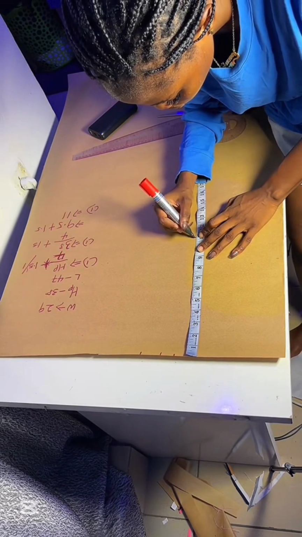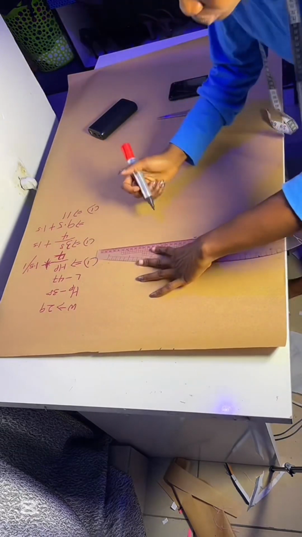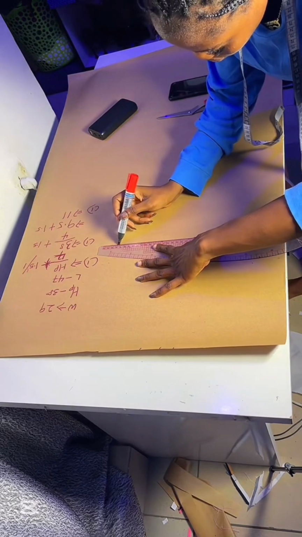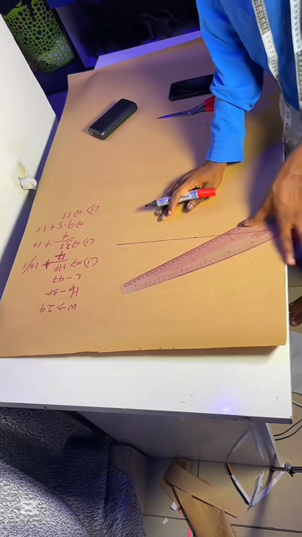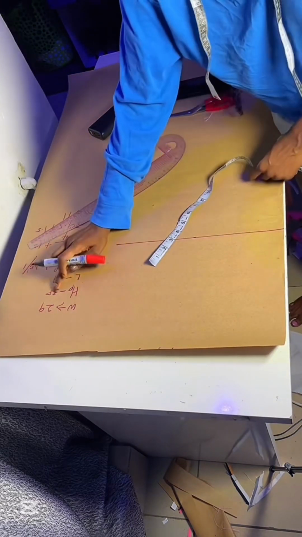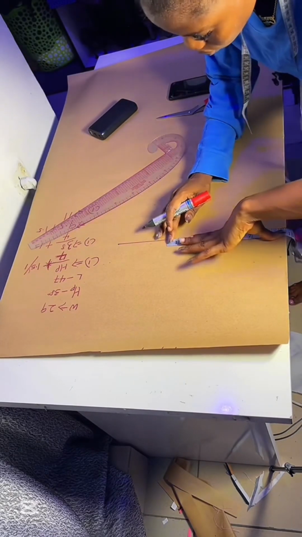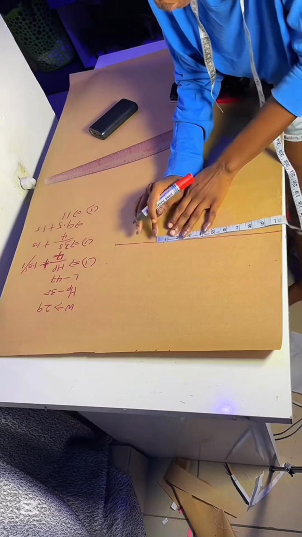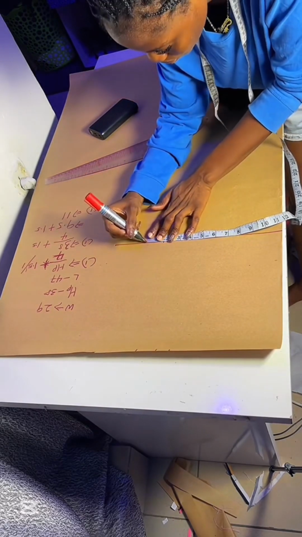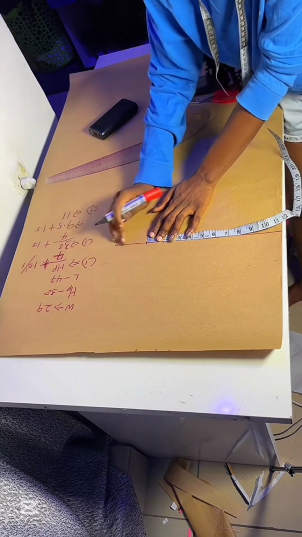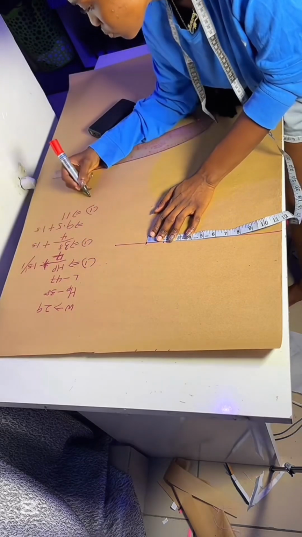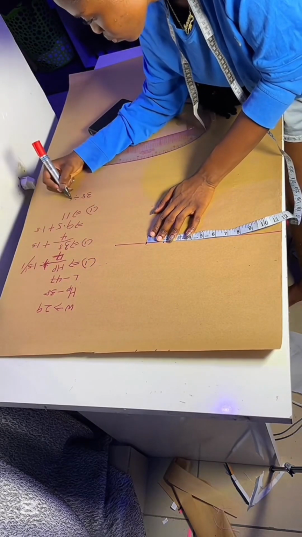So I marked 11 inches there. Then I drew a straight line on it. After that, I went in with the hip measurement divided by 4, which gave us 9.5 inches. So 9.5 inches hip measurement plus 1.5 inches seam allowance. The same way we added it to the waist part, we add it to the hip part as well.